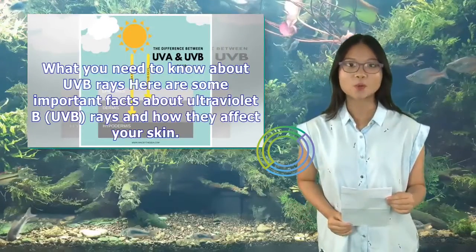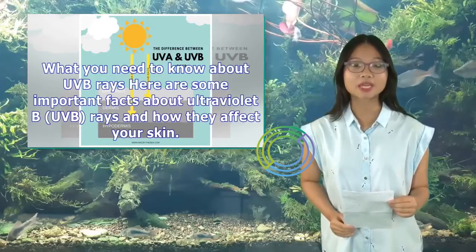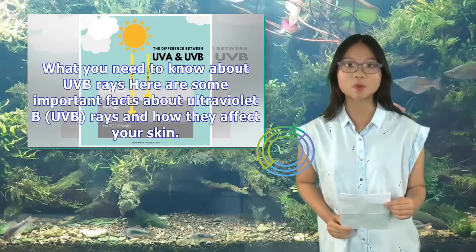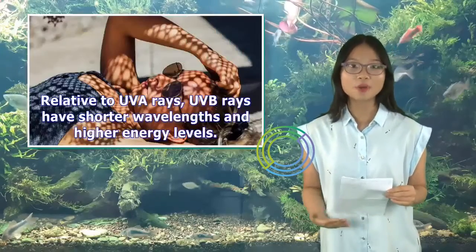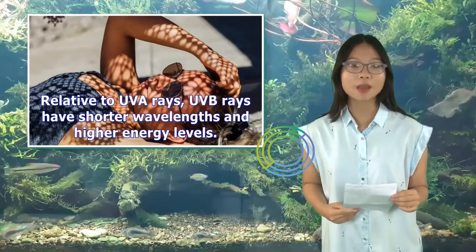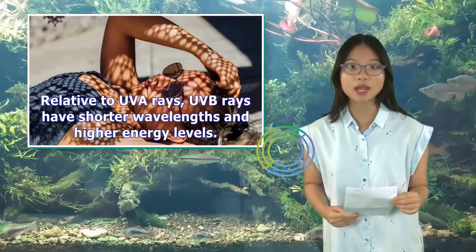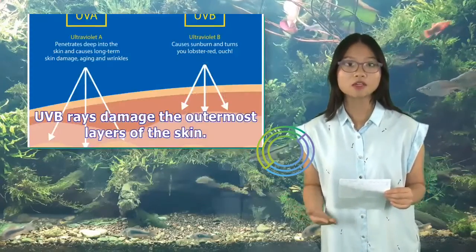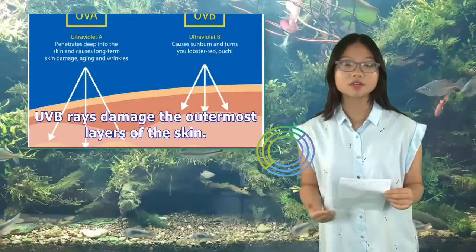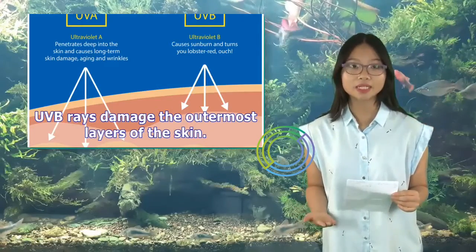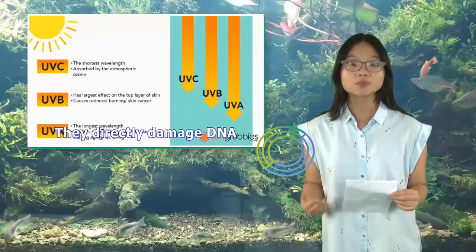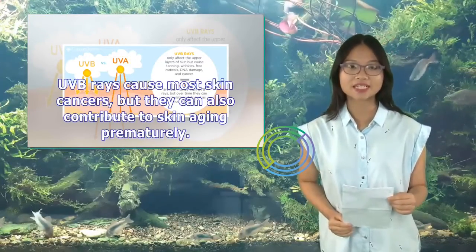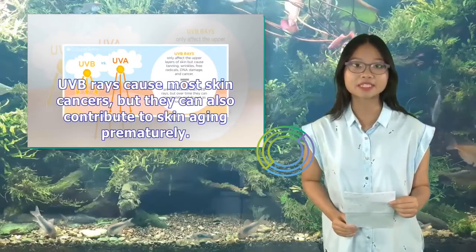What you need to know about UVB rays. Here are some important facts about ultraviolet B, UVB, rays and how they affect your skin. Relative to UVA rays, UVB rays have shorter wavelengths and higher energy levels. UVB rays damage the outermost layers of the skin. They directly damage DNA. UVB rays cause most skin cancers, but they can also contribute to skin aging prematurely.